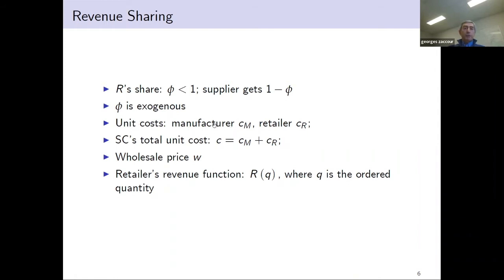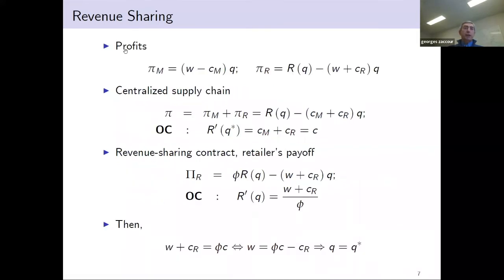And suppose that the manufacturer is facing a unit cost CM and the retailer a unit cost CR. So the total supply chain unit cost is the sum of the two. And the wholesale price, as I said, is W. So now we can express the retailer's revenue function in terms of Q, which is the ordered quantity. Now, once we have done this, we can write down the profit functions of the two players.